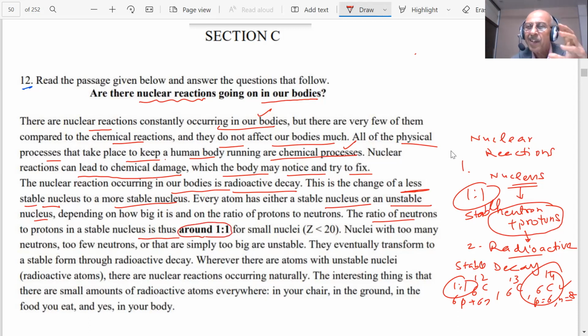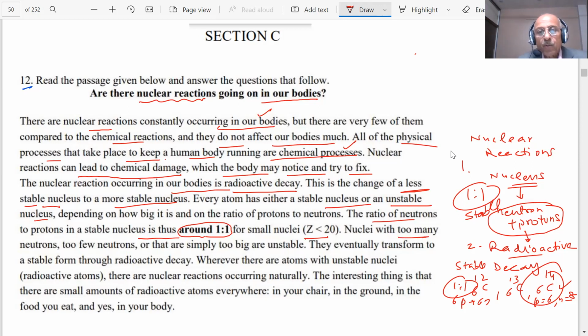I am marking important points of the paragraph. Read, focus, mark the important points. What is important? For small nuclei, Z is less than 20. Carbon has atomic number 6, which is less than 20. So 6 protons and 6 neutrons means stable. For nitrogen, 7 neutrons and 7 protons is stable. 7 and 14, if I write.